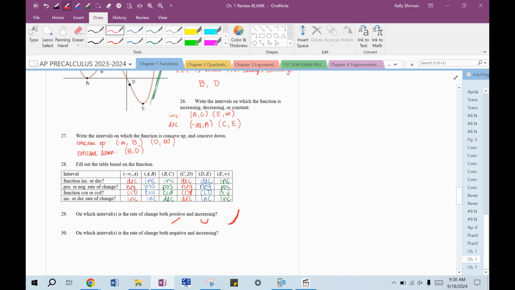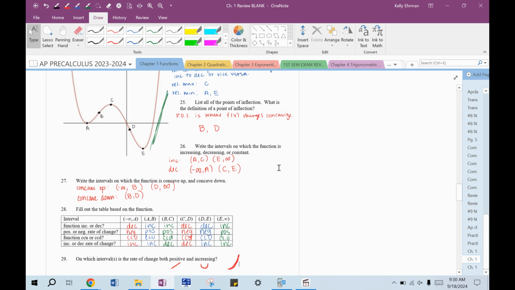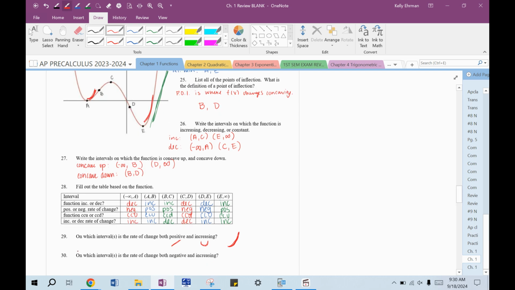Positive and an increasing rate of change. That looks like A to B and E to infinity. Let's look. A to B has this little curvature, and E to infinity has the same thing. So A to B and E to infinity.